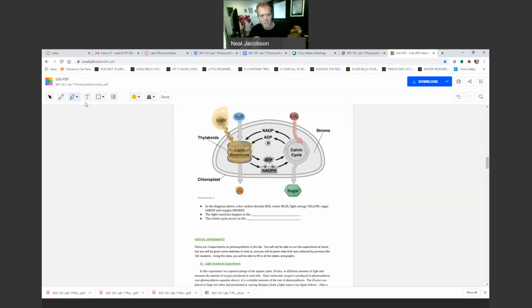So the light reactions, those happen in the thylakoid. And the Calvin cycle occurs in the stroma. So remember how I said the cytoplasm-like substance that is inside of the chloroplast? That's the stroma. So the light reactions take place in the thylakoids. The Calvin cycle takes place in the stroma.